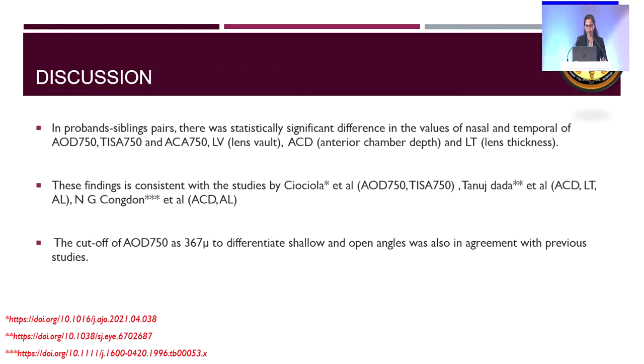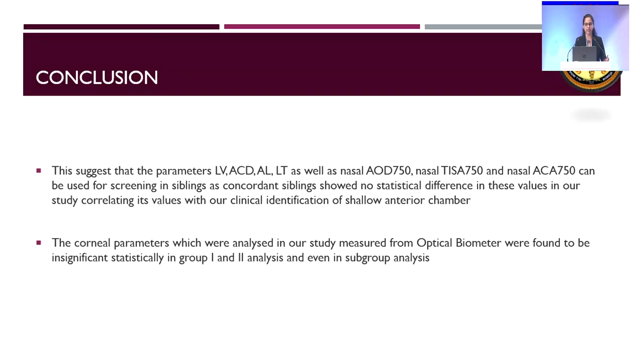So my conclusion was that the 7 variables which I have studied, the nasal parameters of AOD 750, TISA 750, ACA 750, the lens vault, anterior chamber depth, axial length, and lens thickness, can be used as screening tools using ASOCT to screen the concordant siblings who are predisposed to shallow anterior chamber. However, the corneal parameters which were analyzed were not statistically significant in both the groups and not even in subgroup analysis. Thank you.